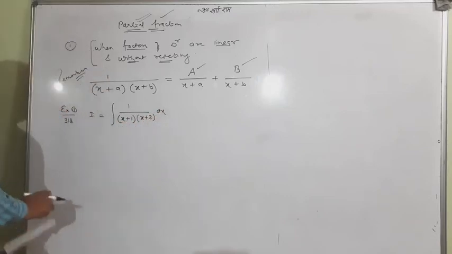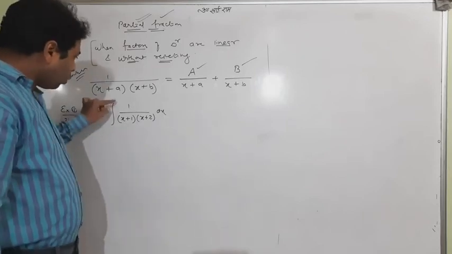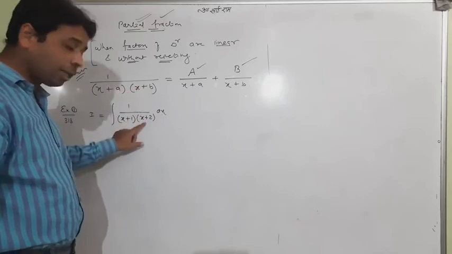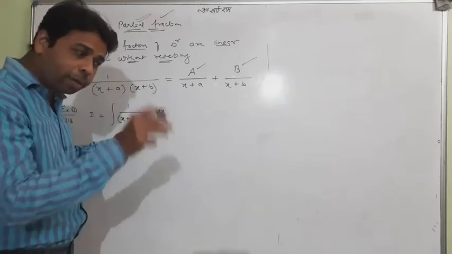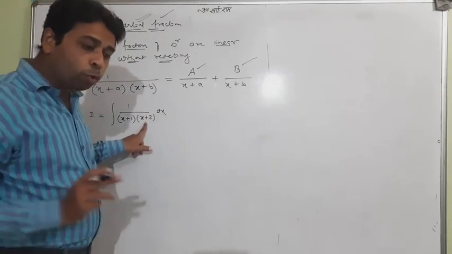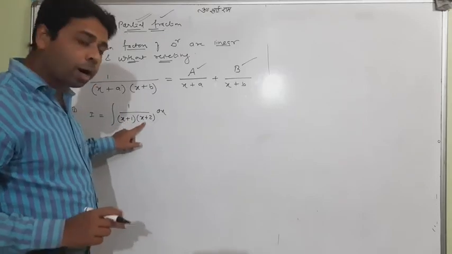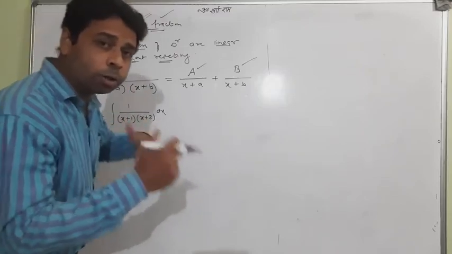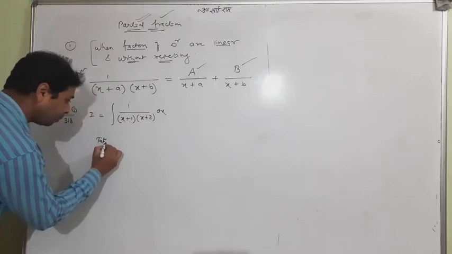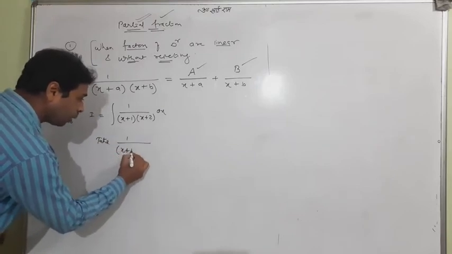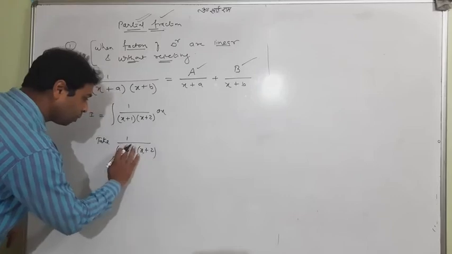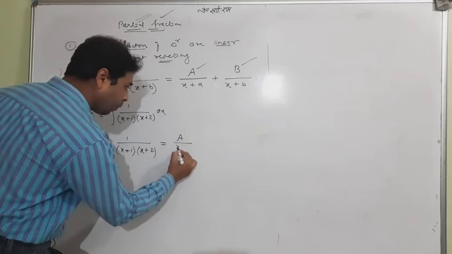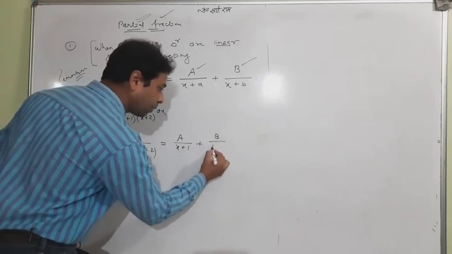This is the question. Don't worry about the integration. See the question: 1 upon this and this. This is actually pulling our attention towards partial fractions, because these two are factors and it looks like the pattern we followed. So how will you start the question? Write 1 upon x plus 1, x plus 2, only without the integration, and start with capital A upon the first factor, capital B upon the second factor.